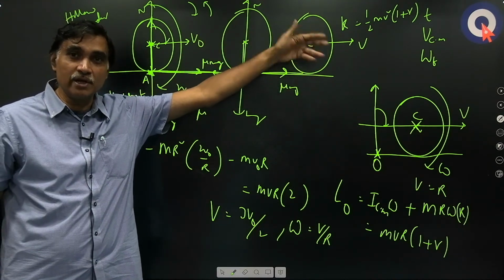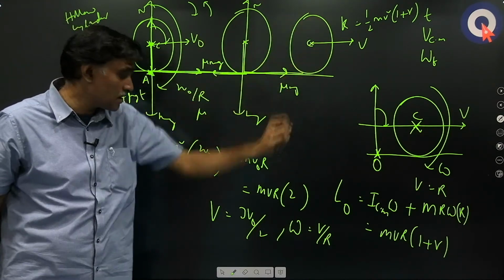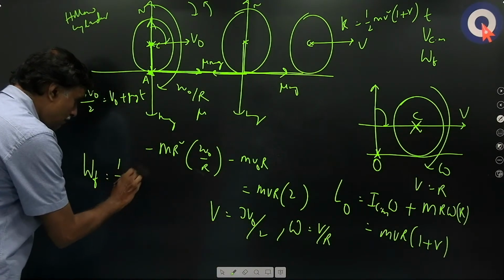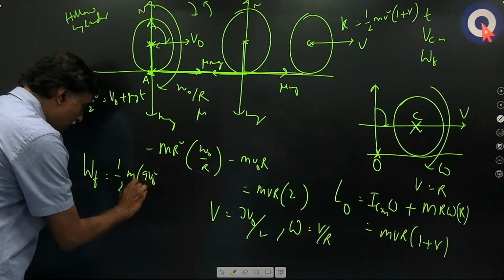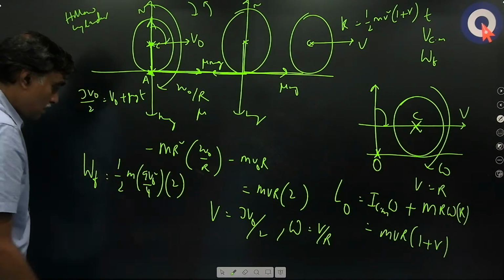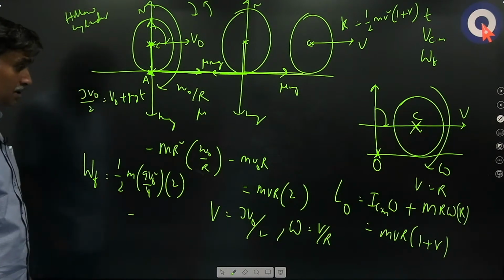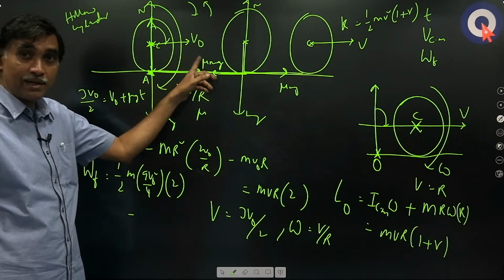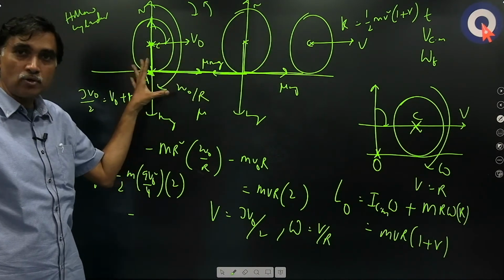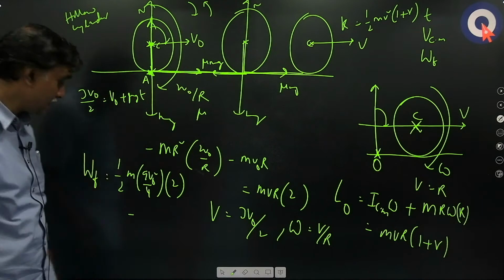It is half m v square into 1 plus gamma, where v is the velocity of center of mass, which is given by 3v naught by 2. So half into m into 9v naught square by 4 into 1 plus gamma, which is 2, minus initial kinetic energy. Initially it is rotating and also translating, but not rolling. So you cannot use that formula. Separately you should write rotational kinetic energy and translational kinetic energy.